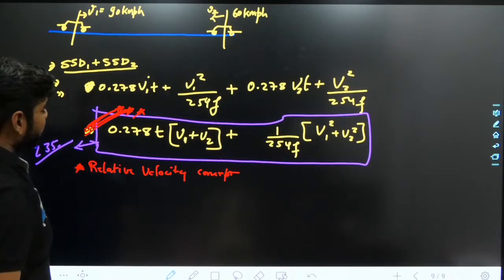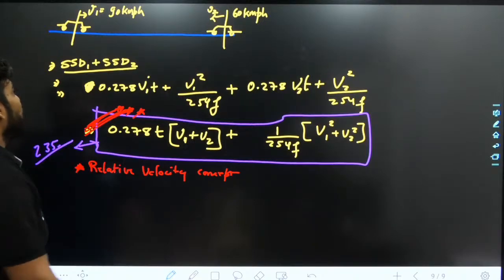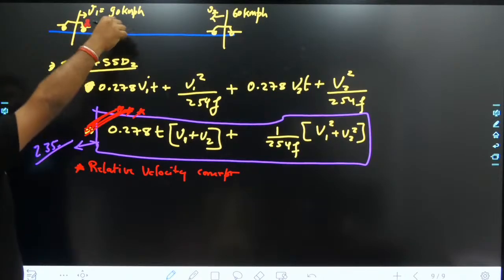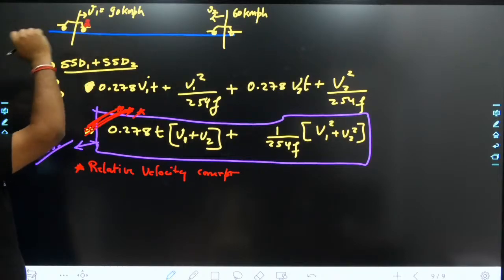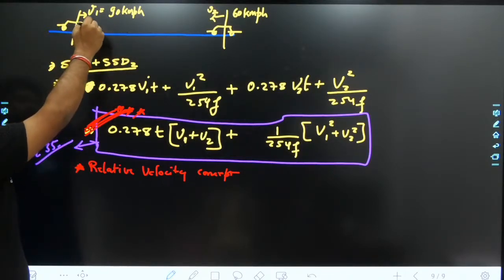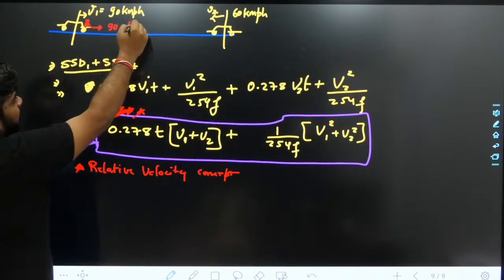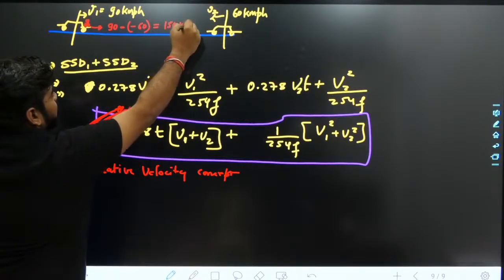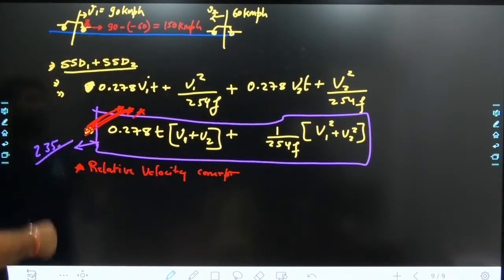Let's talk about the relative velocity concept and what is happening in it. Just sit on the bonnet of this car and see the vehicle coming from the opposite direction. You'll think that the particular vehicle is in a stop position and the relative velocity is 90 plus 60, that is 150 kmph. You are moving toward that vehicle with a velocity of 150 kmph.